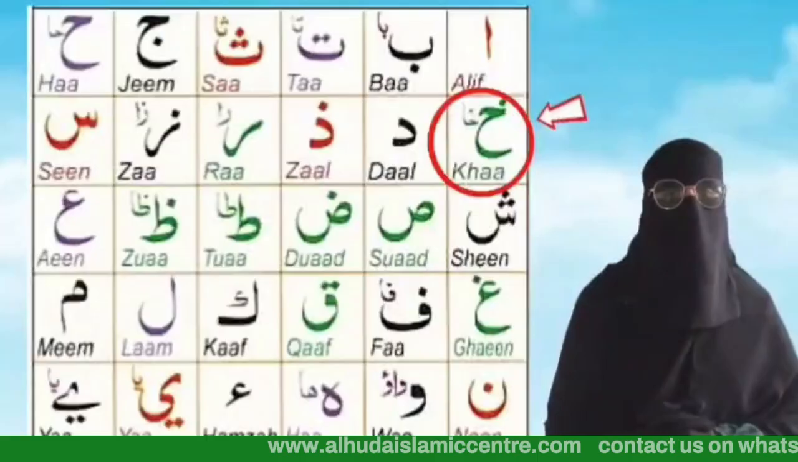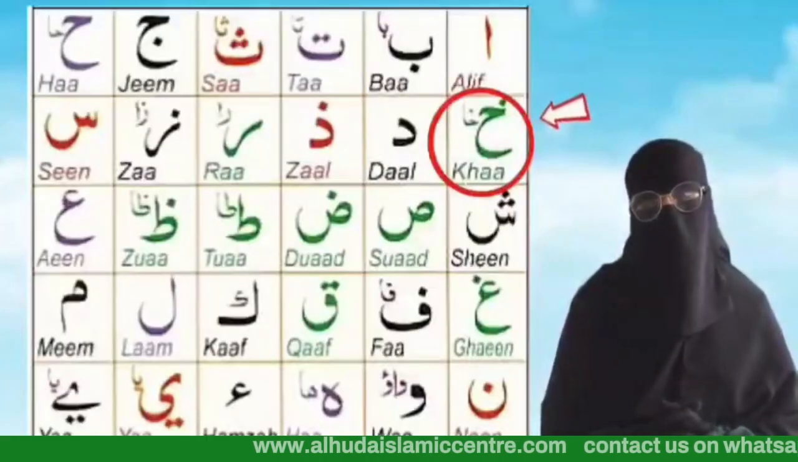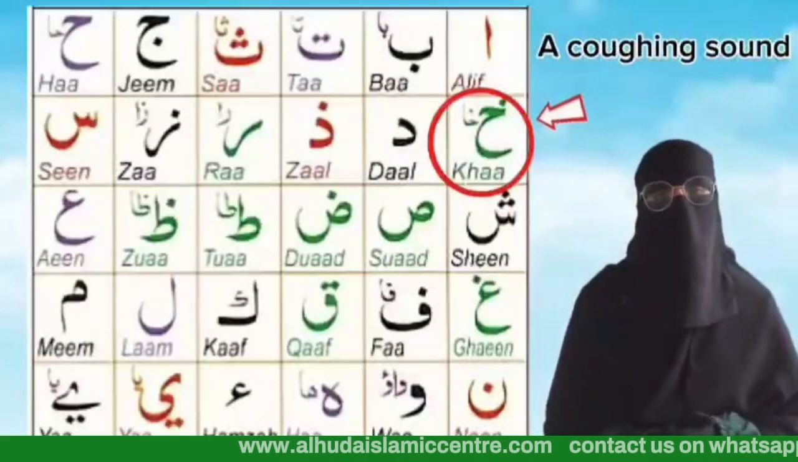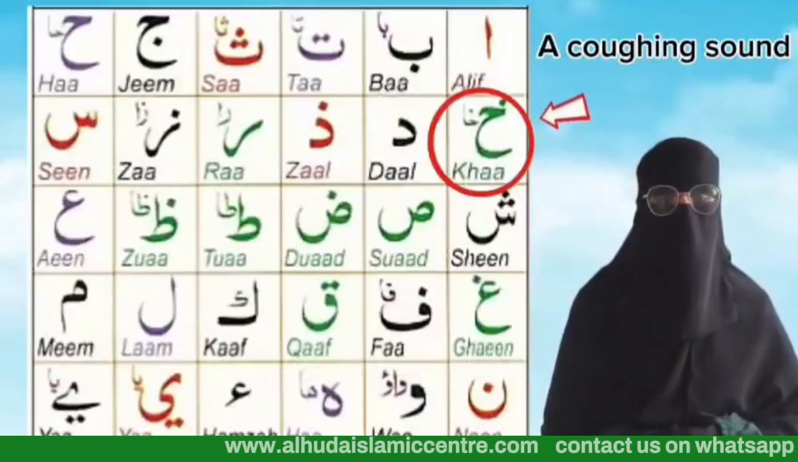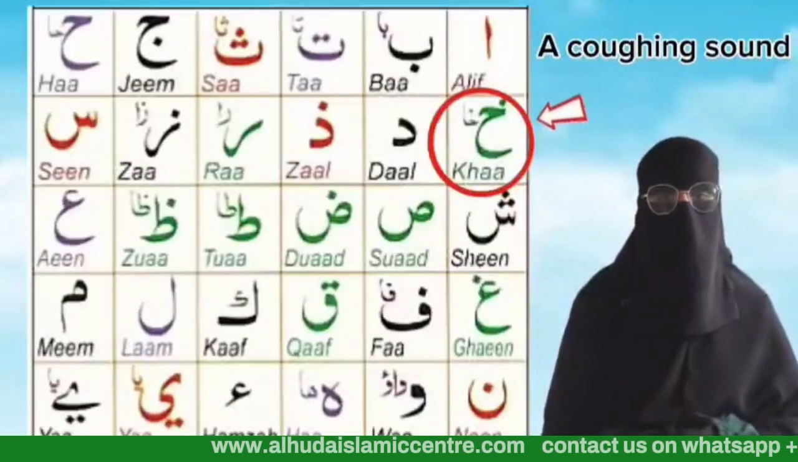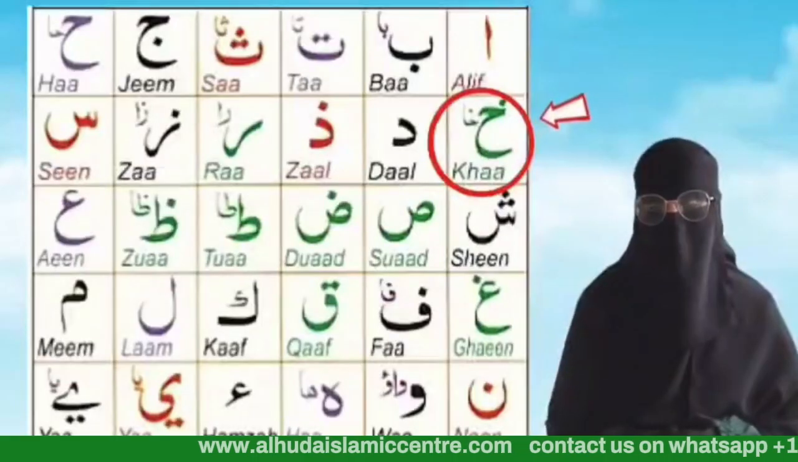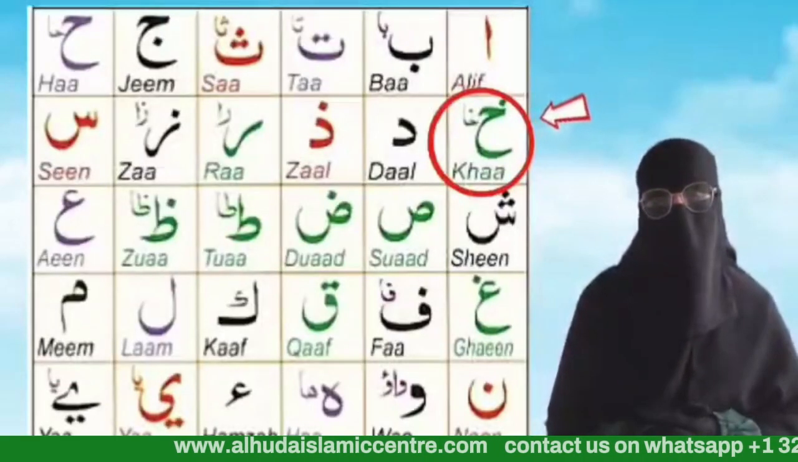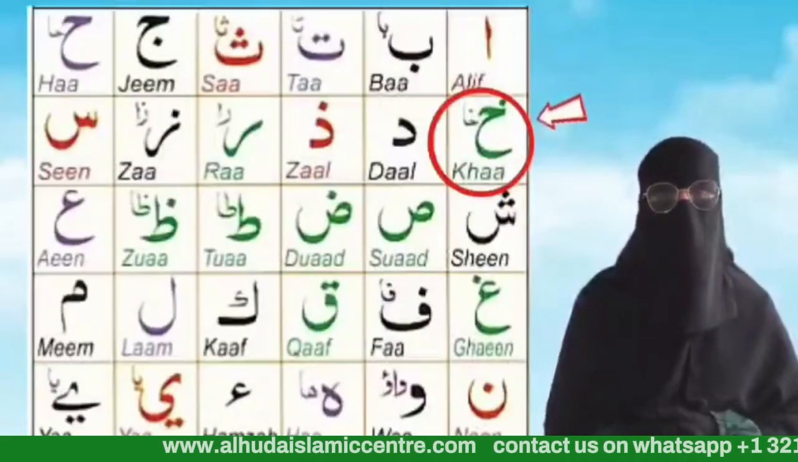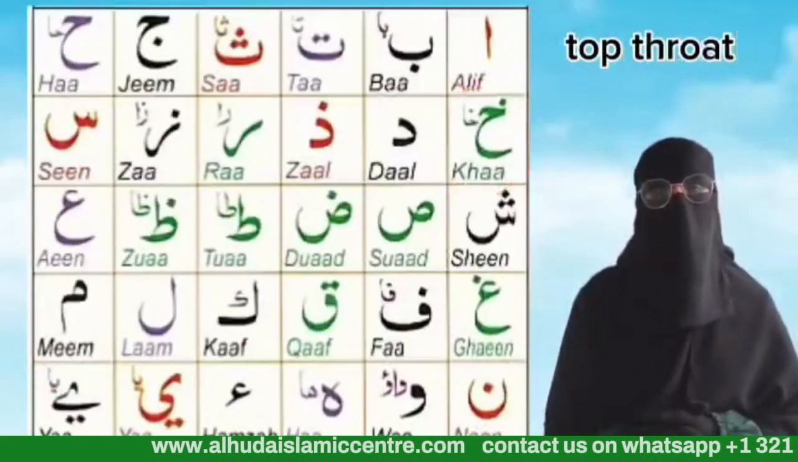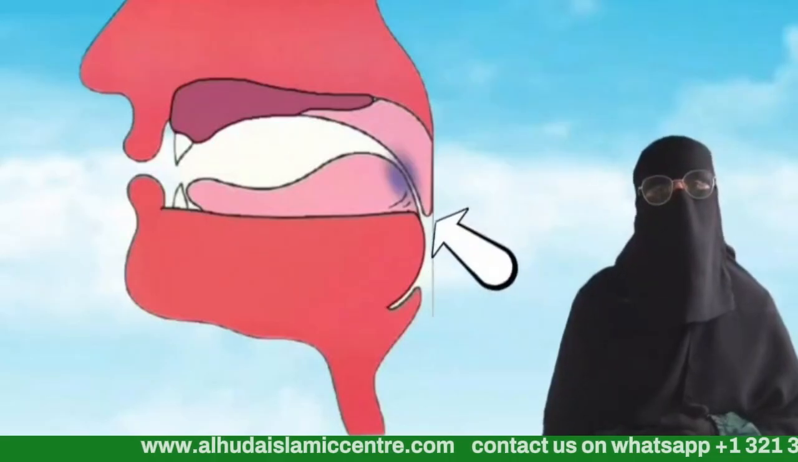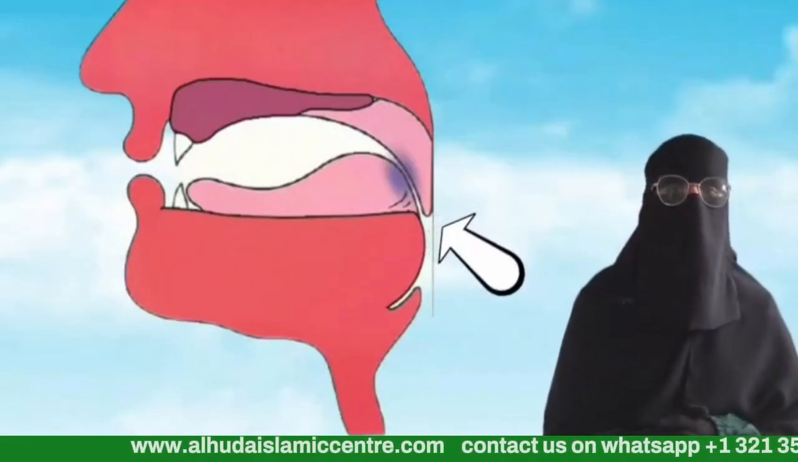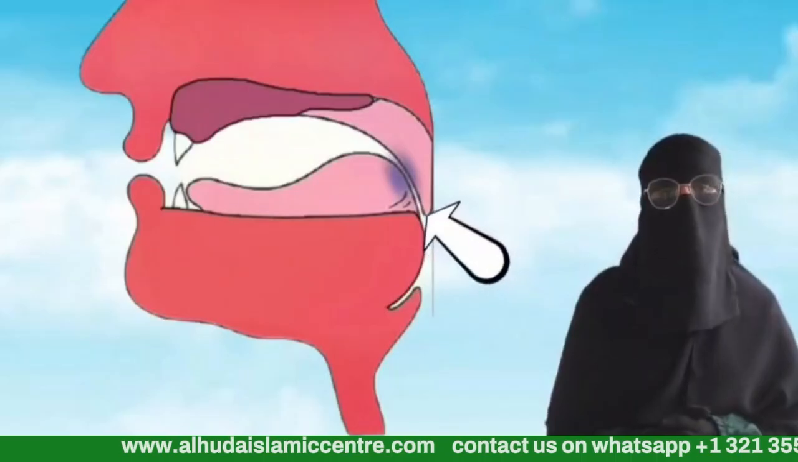The sound of Kha is basically a coughing sound. You can also pretend to cough to get the idea of where you are going to pronounce this letter. The point of emission of Kha is the top of the throat, the top part of the throat from where you cough. That was the detail about the letter Kha.